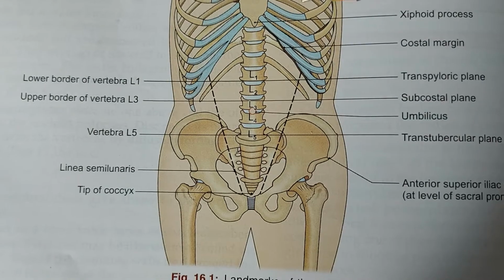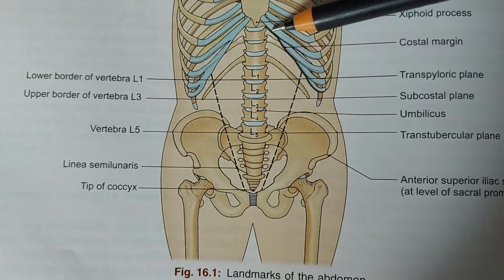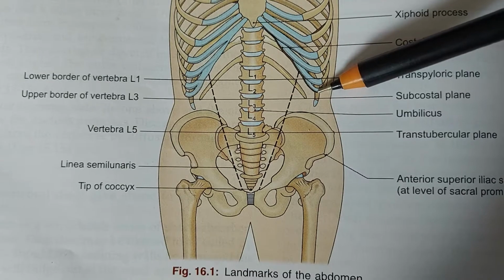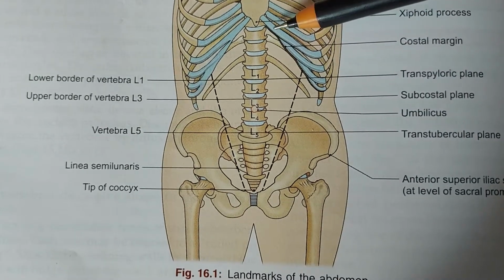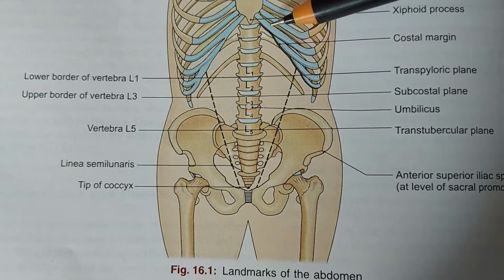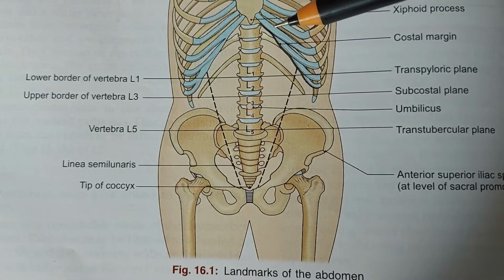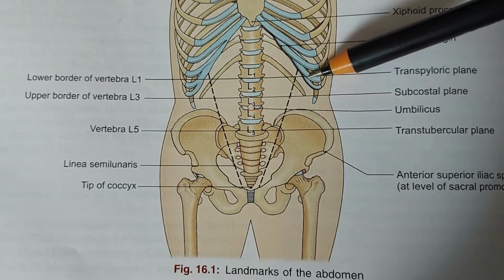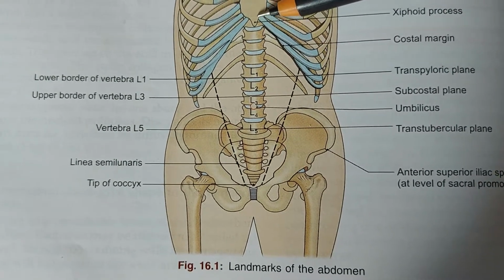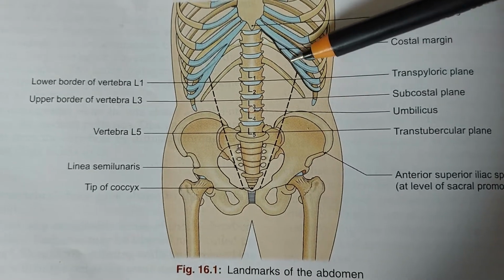margin. Here we see this is the 7th costal cartilage, this is the 8th, this is the 9th, and this is the 10th. So this costal margin is formed by 7th, 8th, 9th and 10th costal cartilages. They fuse with one another. The 10th is fused with 9th, 9th is fused with 8th, 8th is fused with 7th, and they finally unite in this xiphoid process, and this area is known as the costal margin.